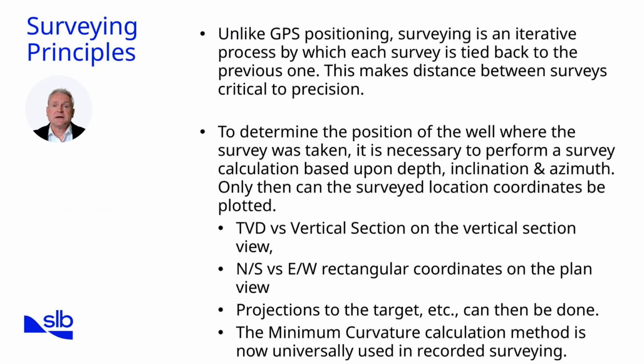Unlike GPS, which can give us instant absolute positioning, surveying in drilling operations is an iterative process. Each new survey is tied back to the previous one, meaning errors can compound if not carefully controlled. To determine a well's position, we record depth, inclination, and azimuth at survey stations, then calculate its three-dimensional path. These coordinates are plotted on vertical and plan views, showing true vertical depth against vertical section and north-south versus east-west displacements. From there, we can project trajectories toward the target. The minimum curvature method is now the industry standard for processing these survey points, as it provides the most accurate interpolation of the well path.